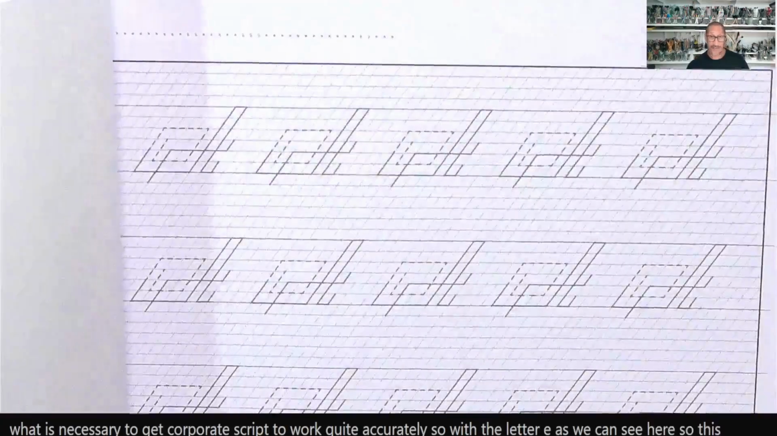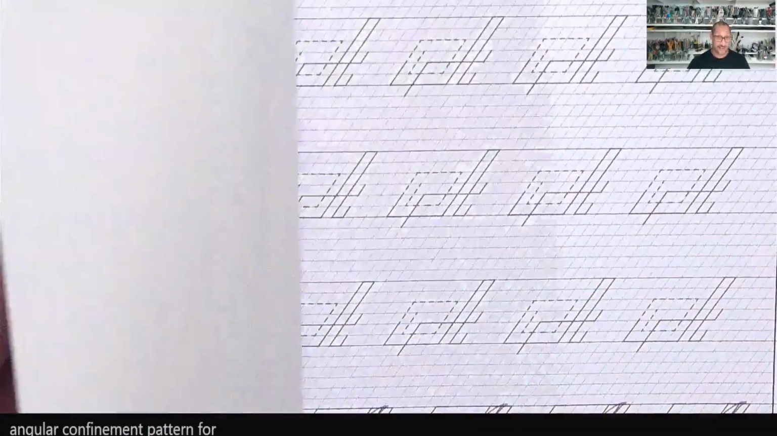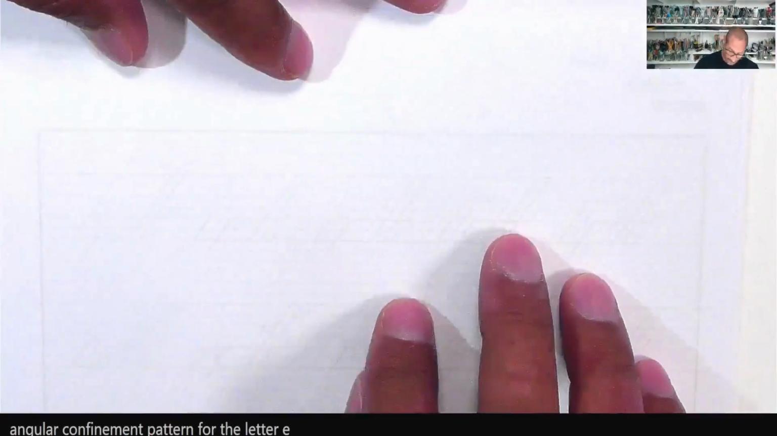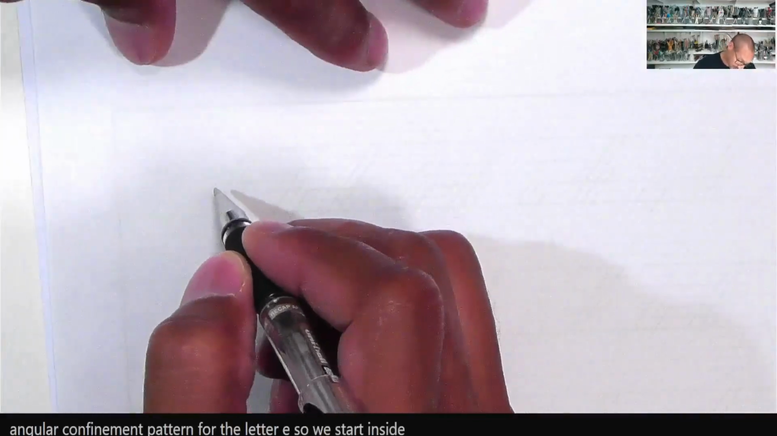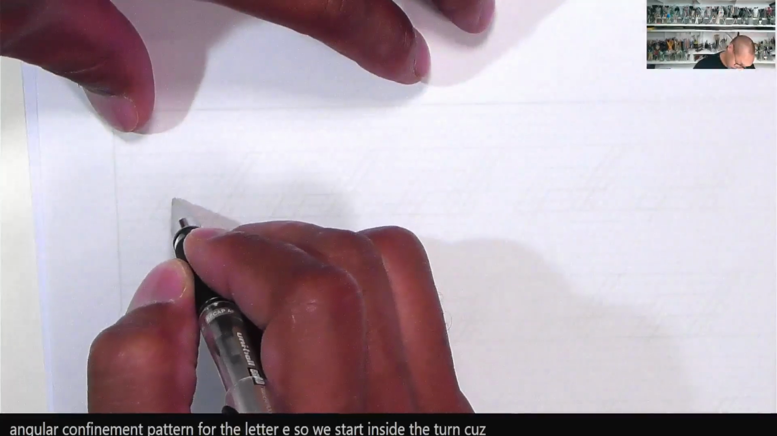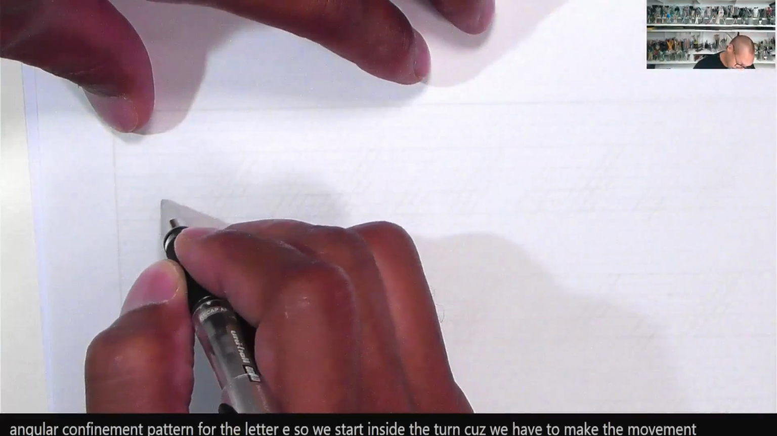So with the letter A, as we can see here, this is my angular confinement pattern for the letter A. So we start inside the turn. We have to make the movement first.